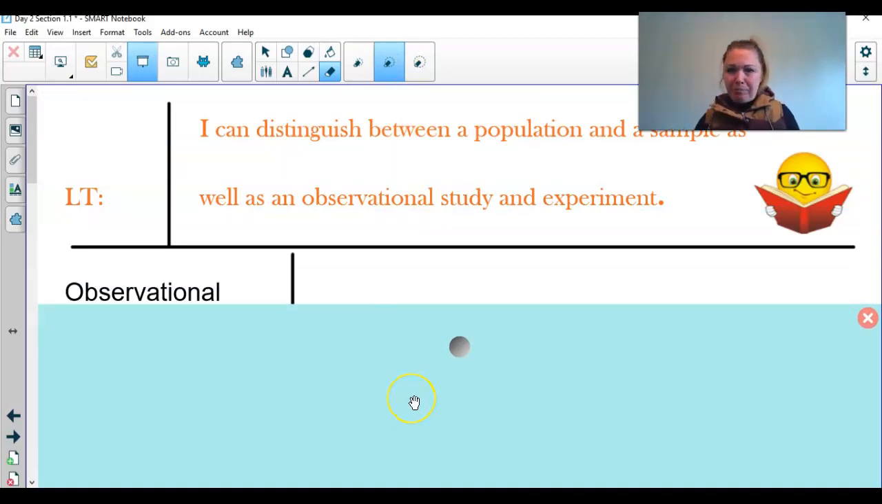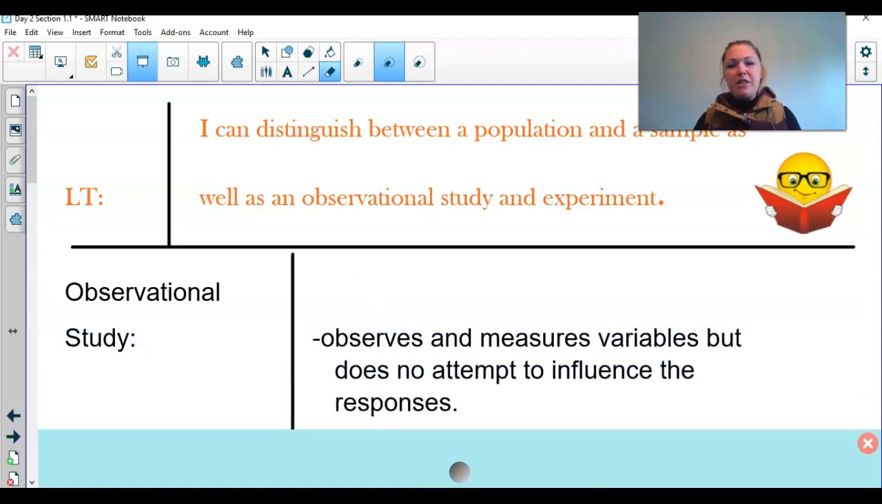Okay, let's get going. So I can distinguish between a population and a sample, as well as an observational study and an experiment. Let's go through the definitions. I'll go through them a little quick, pause when you need to, and then we'll go to some problems and put it in practice. So, observational study.